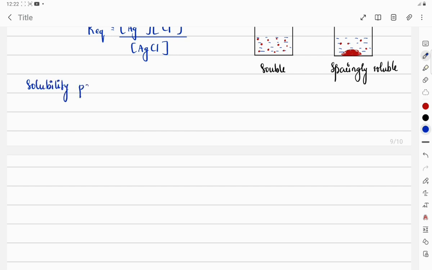Solubility product. KSP is the product of concentration of ions in solution. All ions should be considered except that of the solvent. So KSP in this case will be equal to, what are the ions produced here?